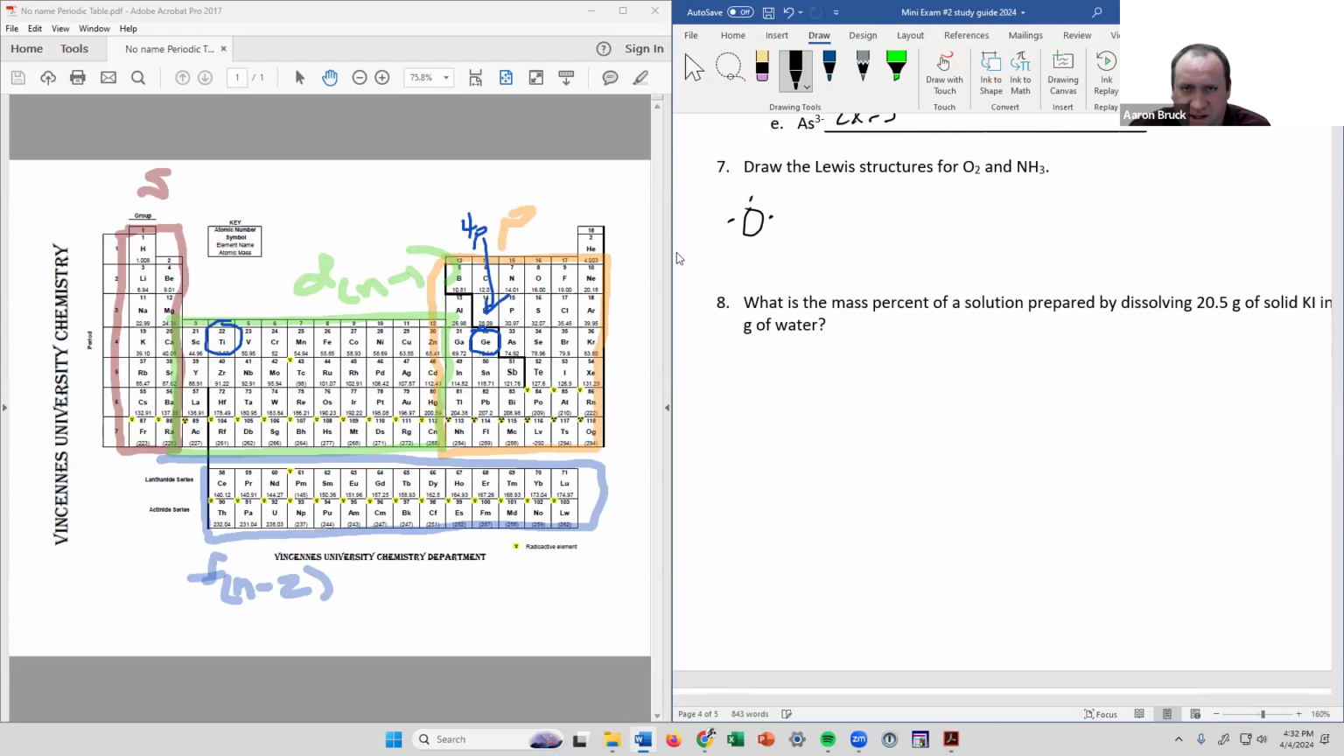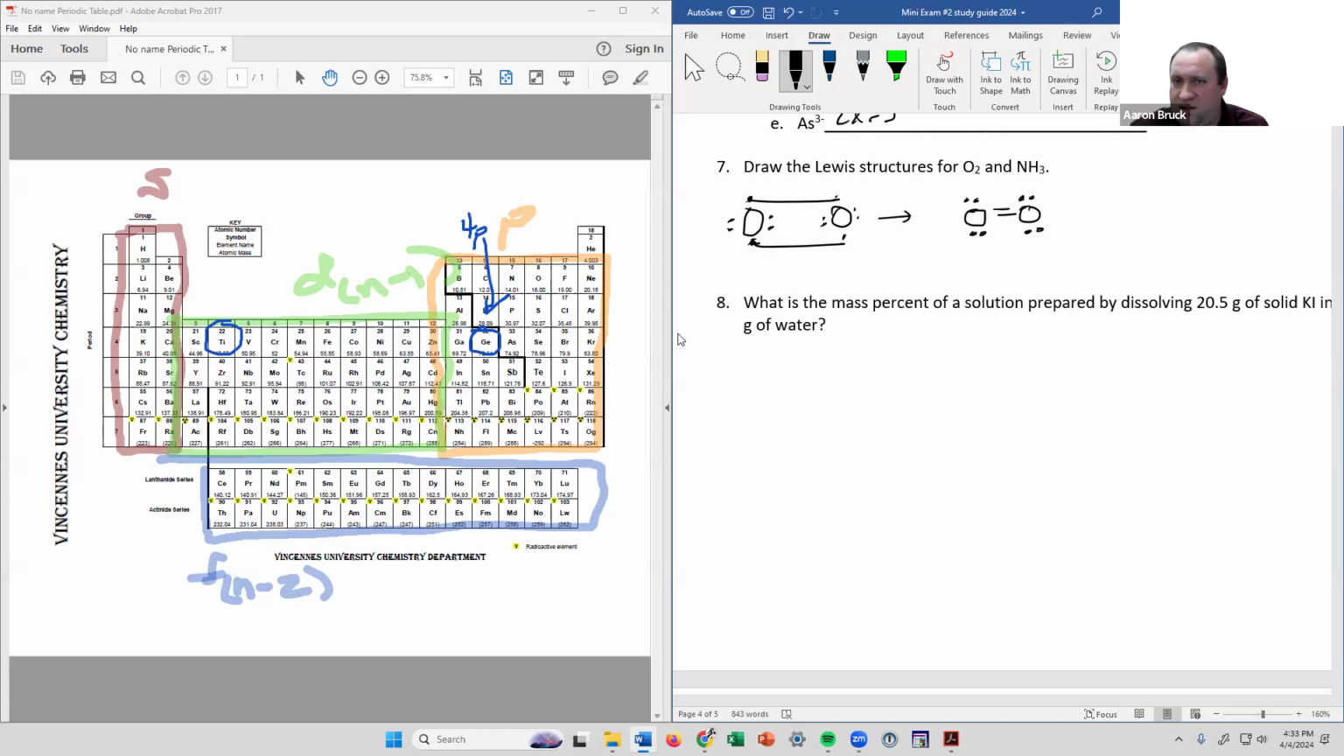Remember, for Lewis dots, we have to separate them until they have to be paired up. And so I've got 1 oxygen there. I've got another oxygen here. And I would just pair up the unpaired electrons to give me the bonding. And so that's going to give me a double bond between the 2 oxygens. And each of the oxygens is going to have 2 sets of double dots left over.